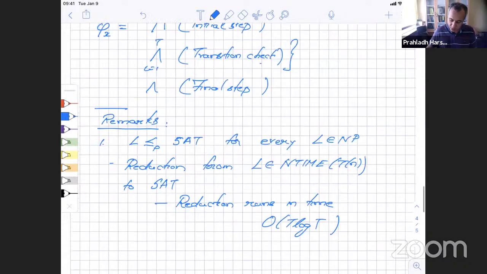So in particular, the formula size of phi-x need not be polynomial. It depends on what T is. But because it's NP, T was polynomial, therefore the reduction was in polynomial time. But what we have proved is a very generic statement.